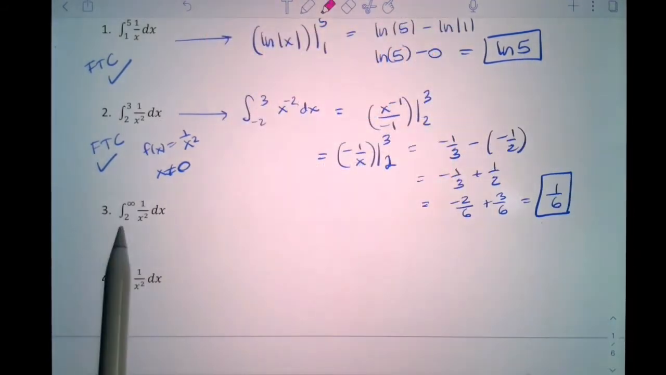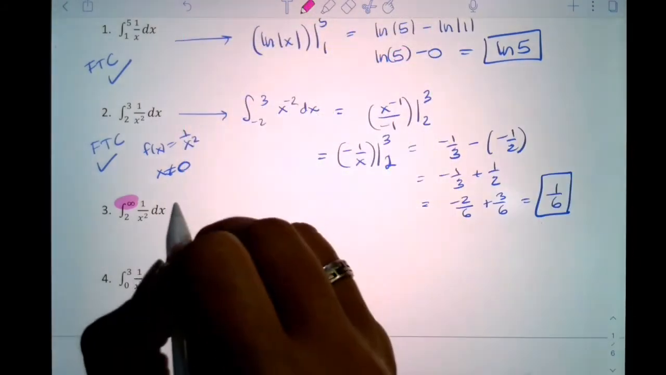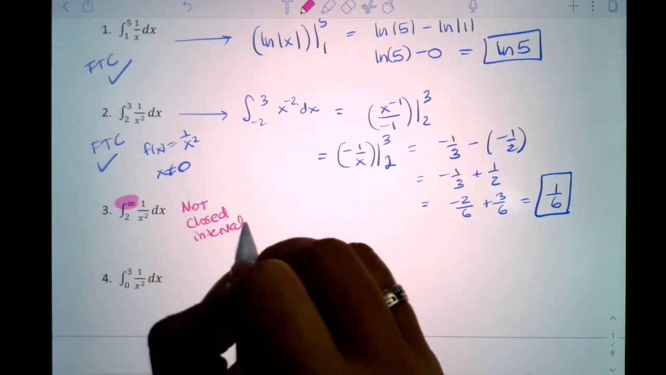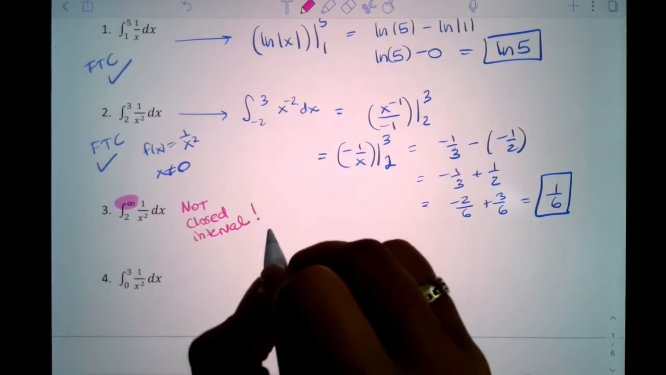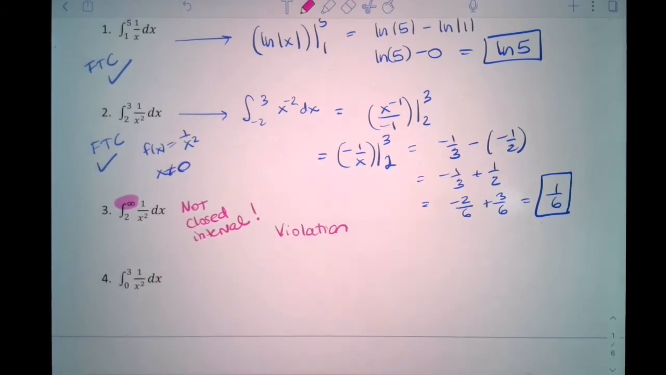Right here on number 3, this kind of sticks out like a sore thumb. You see that upper limit of integration being infinity. That is not a closed interval. So really what I need you to realize is that technically the fundamental theorem does not apply. So I'm going to say this is a violation. Okay, I am going to have a way to handle it, but I need to do so legally. So there's going to be a legal path forward, and I'll show that to you in the next couple of minutes.